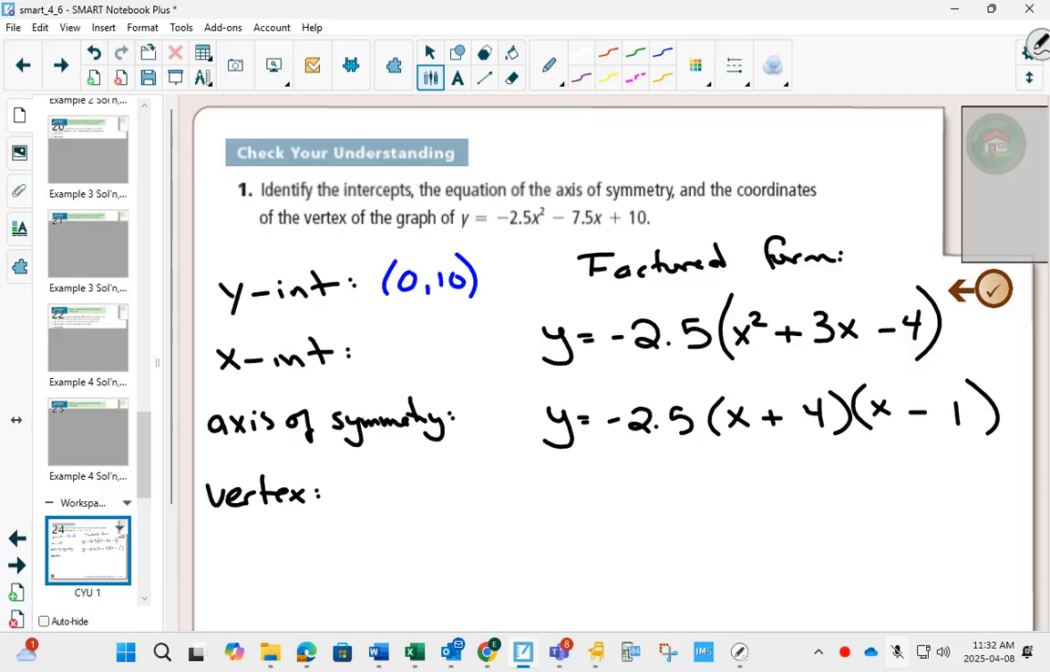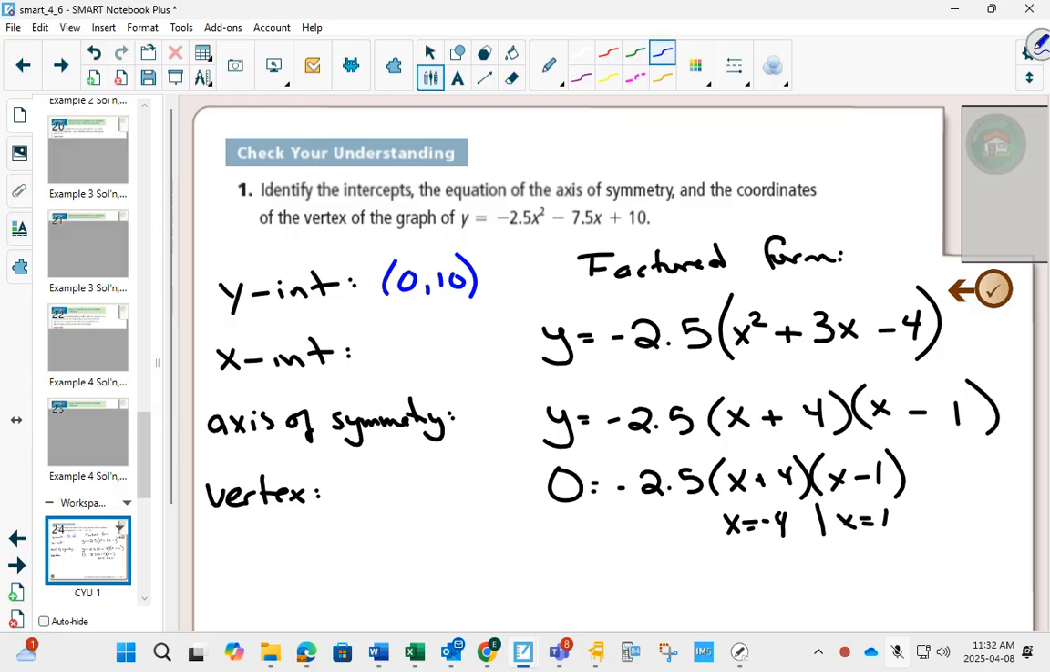And then if we set y equal to 0, then we can use the zero product property and find out that one x-intercept is at negative 4, 0, and the other x-intercept is at 1, 0.